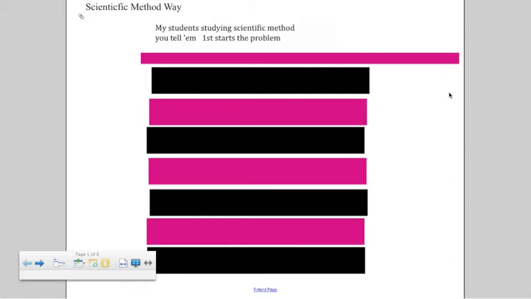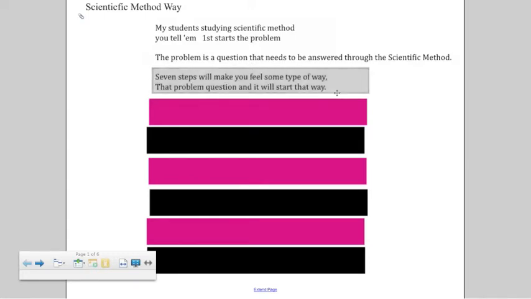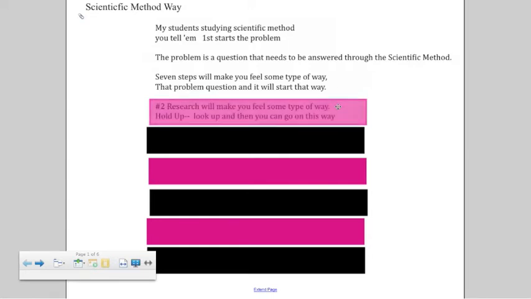So first, my student studying scientific method, you tell them first starts the problem. What's the first part? The problem. The problem is a question that needs to be answered through the scientific method. The problem is a question. 7 steps will make you feel some type of way. The problem, question, and it will start that way. 7 steps to the scientific method. The first part is the problem.